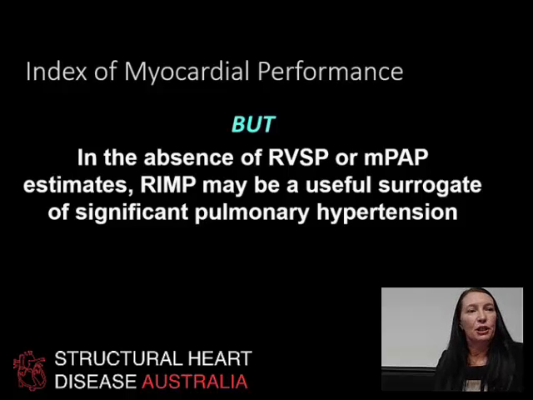But if you don't have an RVSP and you don't have a mean pulmonary artery pressure, the RIMP may actually be used as a surrogate for significant pulmonary hypertension. So it does have its uses. It's just not very good at tracking treatment.